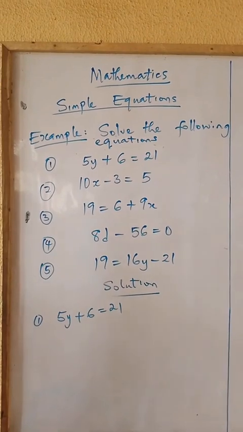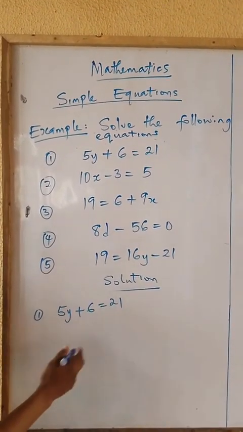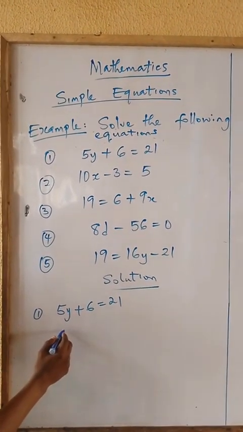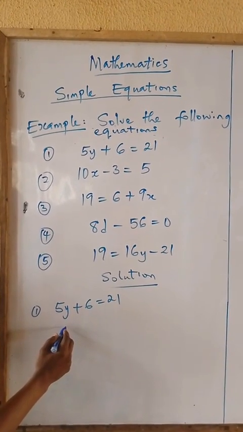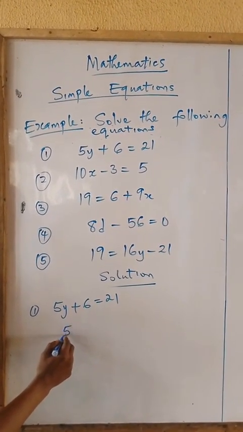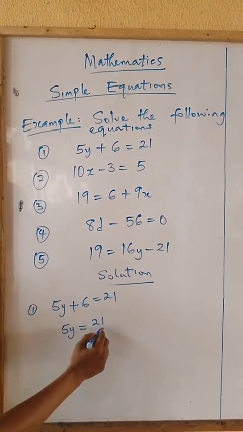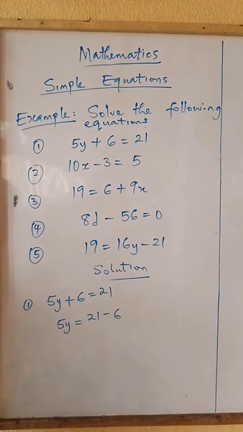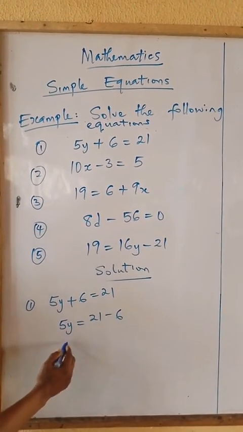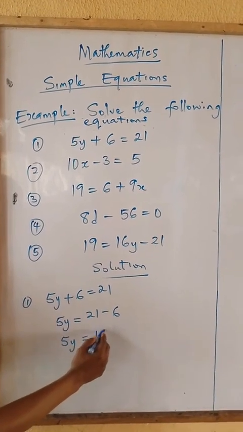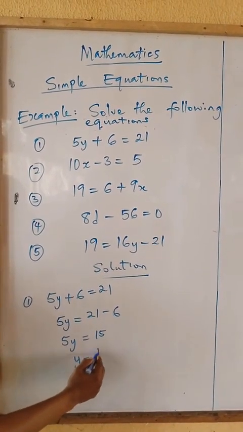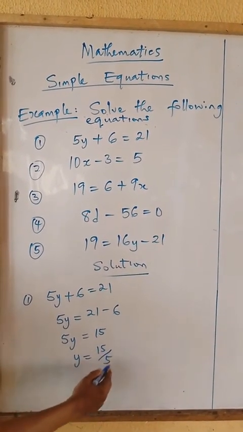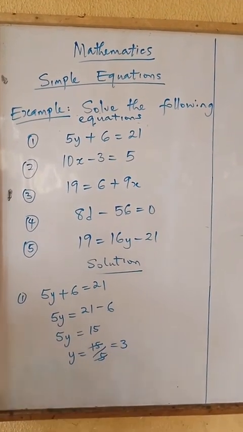The first step that we need to take is to take this plus 6 to the other side of the equation. So we are going to have 5y is equals to 21 minus 6. 21 minus 6 will give us 15. Then we are going to have y is equals to 15 divided by 5, which will give us 3.